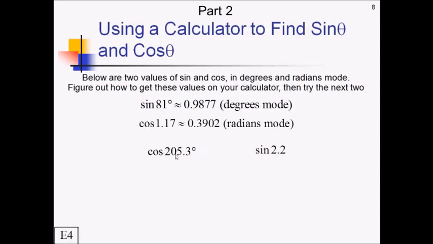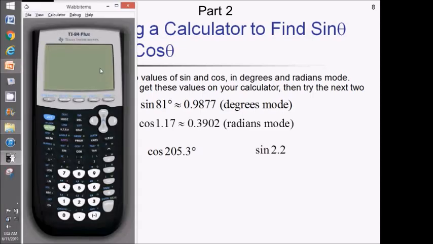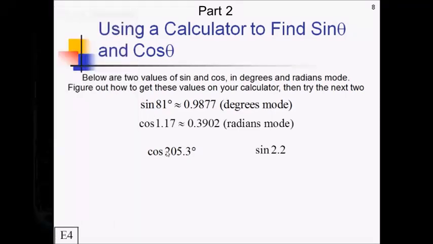So cosine of 205.3, this is in degrees. So on our calculator, we need to make sure we are in degrees mode. So here's my calculator, and I'm going to go to mode and double check that I'm in degrees. So I have a choice between radian or degree. I am in degree, so I'm going to quit out of there. And now I'm actually just going to plug in cosine of 205.3. And we don't have to do any kind of special degrees thing. It's built in if you have it in degrees mode. Press enter, and I get this number, negative 0.9041.